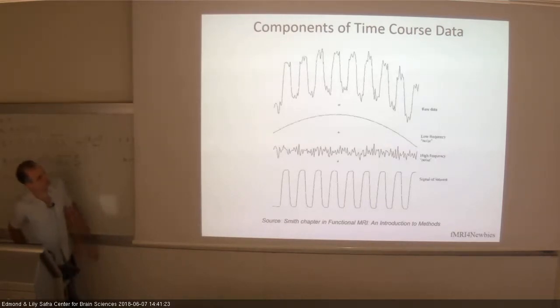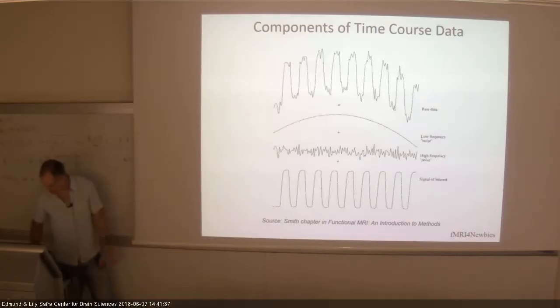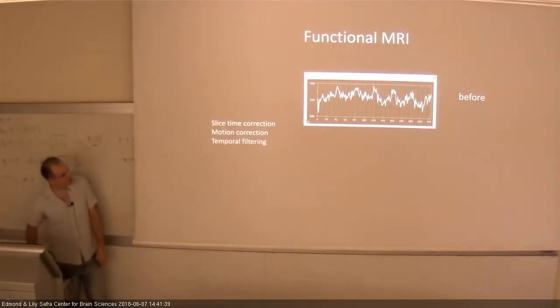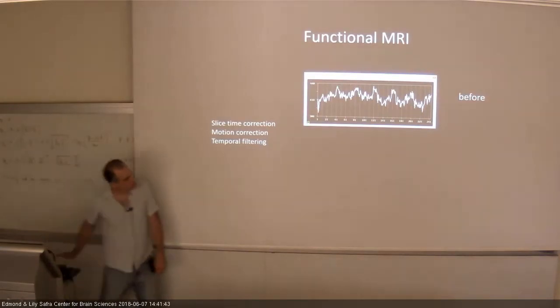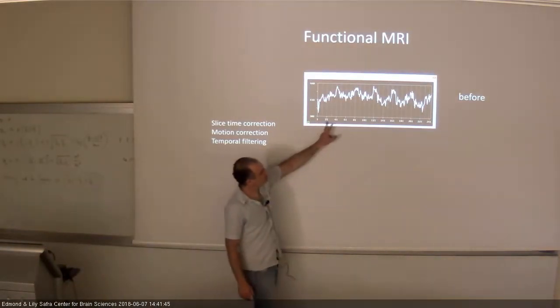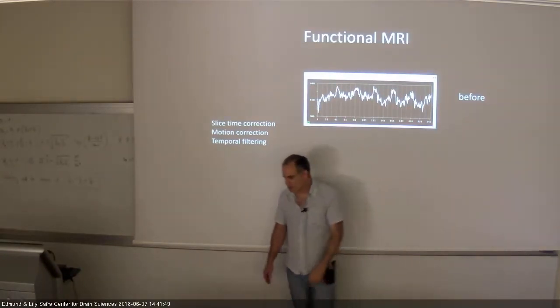Again, you have the data, which you see above, and it's some kind of composition between low frequency, high frequency, and the ideal activation that you have, the light on and off in this case. This is an example of how a signal looks before pre-processing. These are TRs. So if TR is 2, it's 480 seconds.